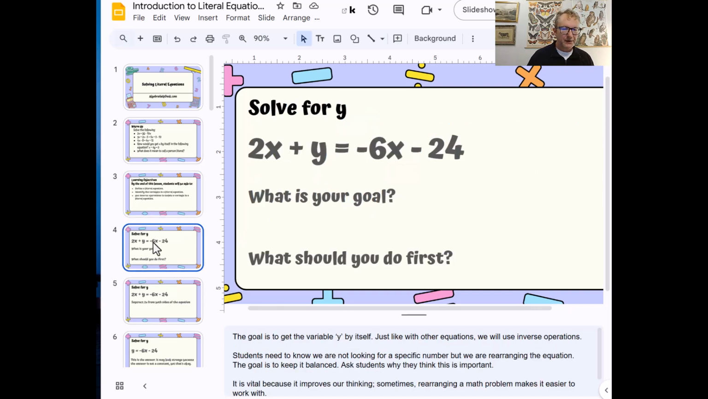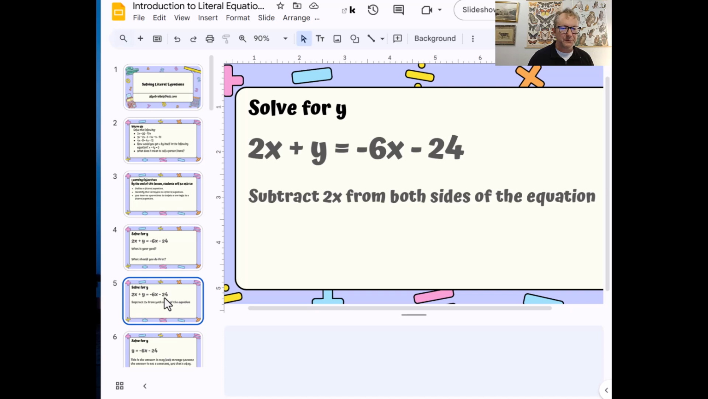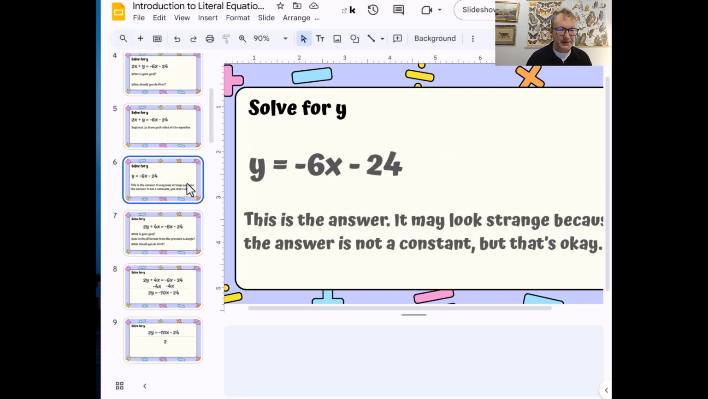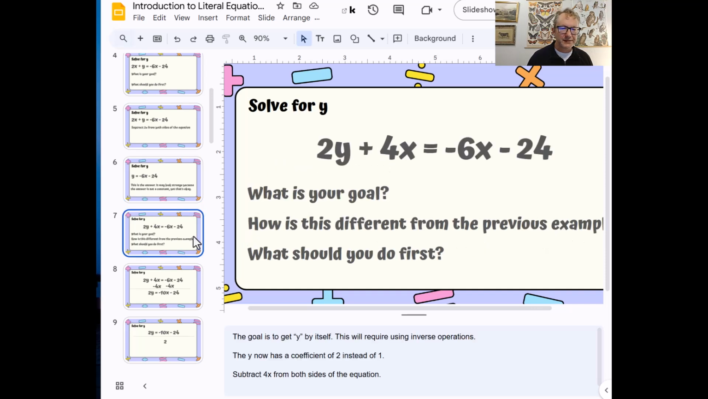So we start off by solving for y. I always like to ask students, well, what's your goal? Well, the goal is to get y by itself. Notice this is a pretty straightforward, should be a pretty easy problem. You subtract 2x from both sides, and then we'll just click through the slides here.